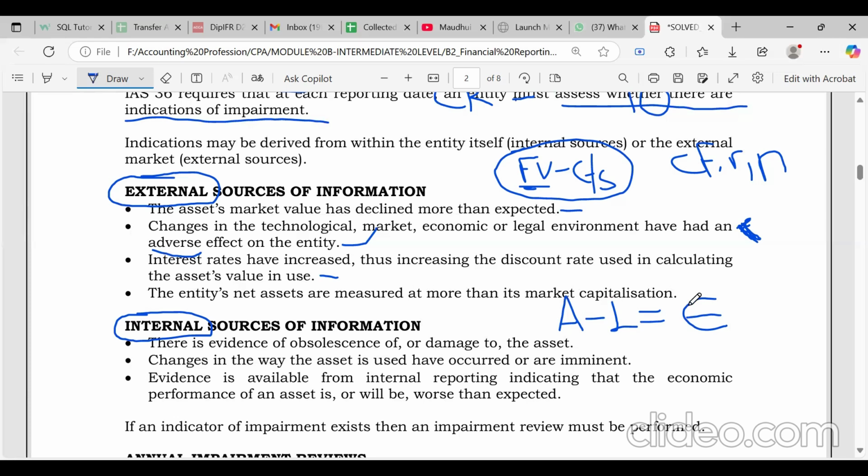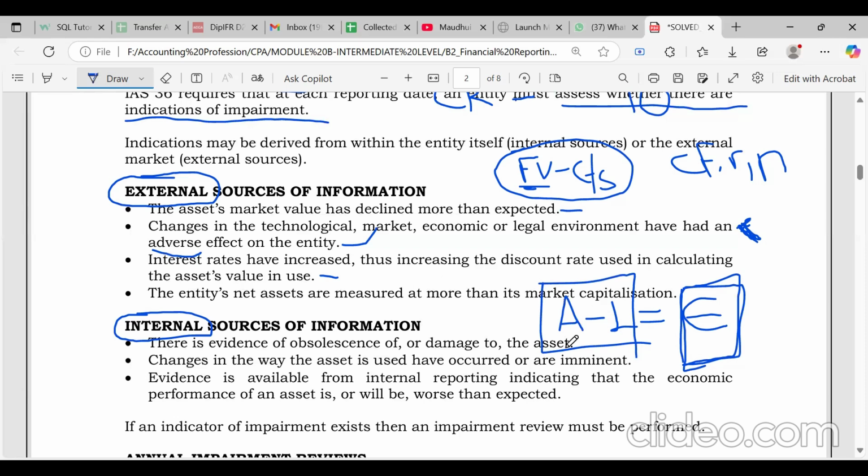When you speak of market capitalization, it's like you are going to the market and you look at the value of equity as referred to the market, which we expect to be the fair value of equity, right? So it's like you are comparing the fair value of equity to the book value of equity. This is the book value: the entity's net assets, assets minus liabilities.